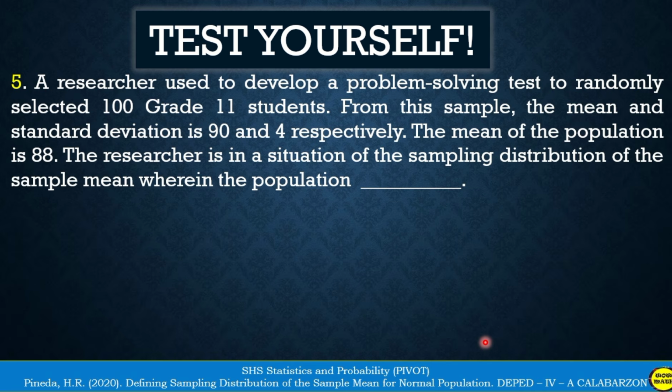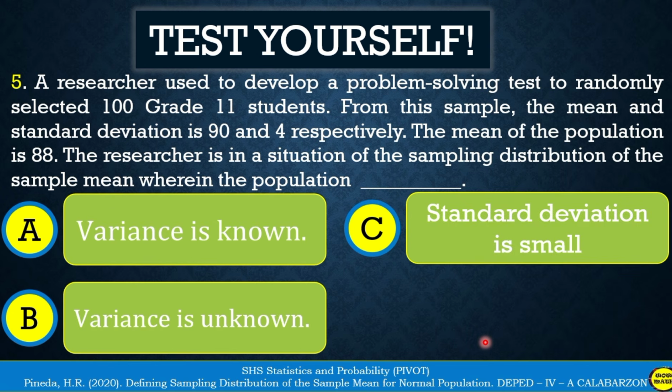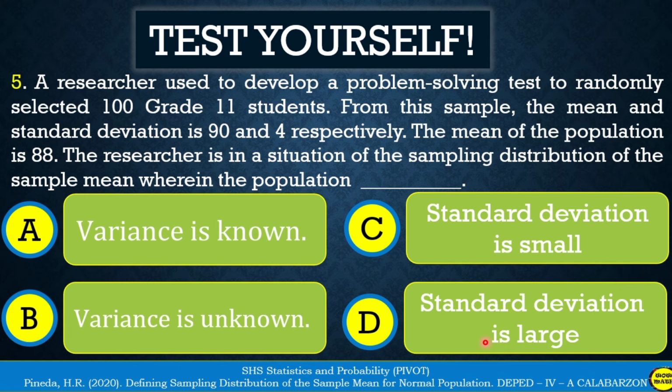Okay, for number 5, so this is the last question. A researcher developed a problem-solving test and randomly selected 100 grade 11 students. From this sample, the mean and standard deviation are 90 and 4 respectively. The mean of the population is 88. The researcher is in the situation of the sampling distribution of the sample mean wherein the population is blank. Letter A, the variance is known. B, the variance is unknown. Letter C, the standard deviation is small. And letter D, the standard deviation is large.